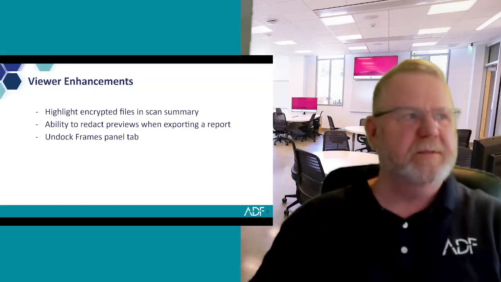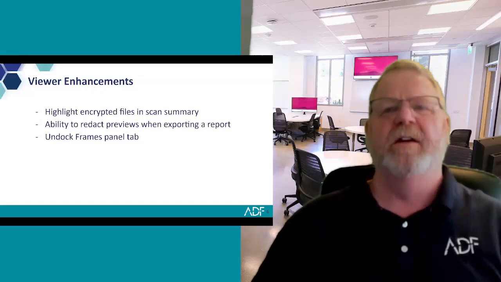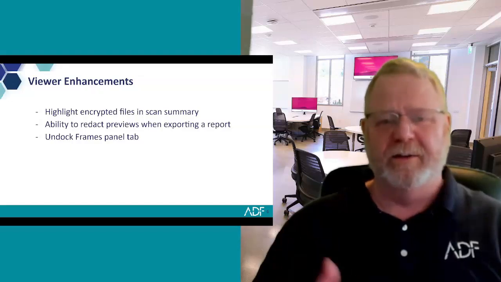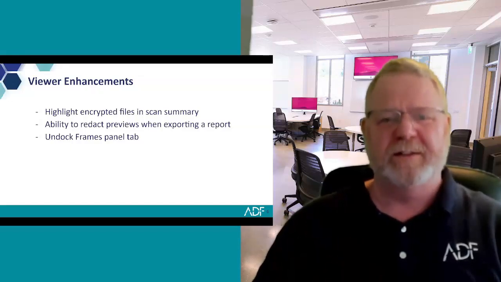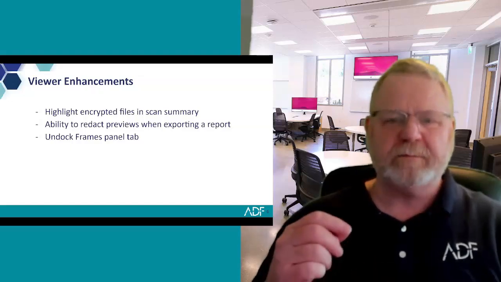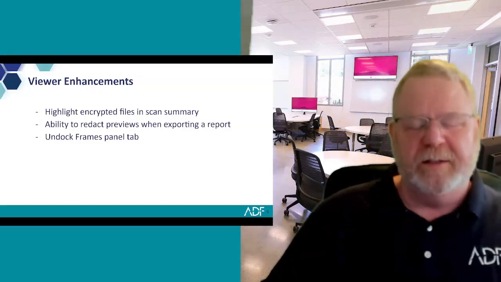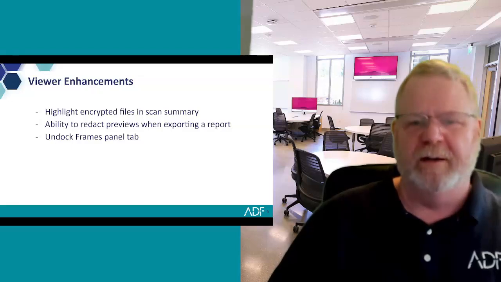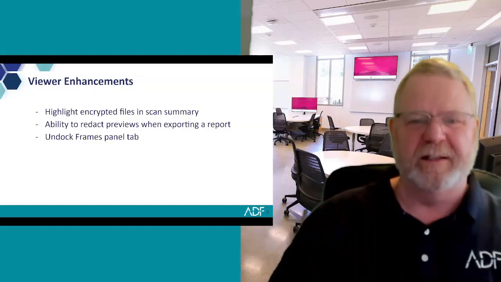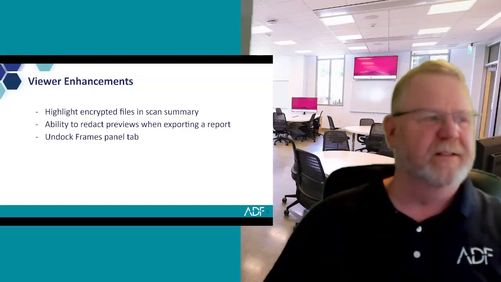Some new enhancements, viewer enhancements. So we highlight the encrypted files that we found now. We used to keep those in a separate place. You kind of had to go look for it. Again, another user feature request that's been implemented in this. So we highlight those encrypted files now, and you can click on that and go see those. The ability to redact previews when exporting a report. This is the one-click sanitation, right? So you want to sanitize your report, one click, everybody knows the rules, and your report is sanitized.